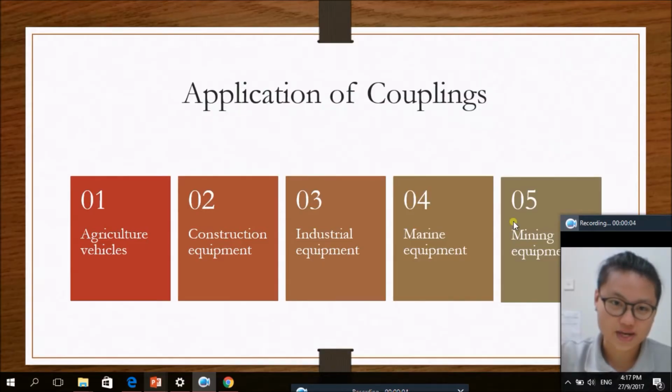Okay, now we are going to the applications of couplings. We have 5 applications of couplings. First is agricultural vehicles. The second is construction equipment. The third one is industrial equipment, the fourth one is marine equipment, and the last one is mining equipment.